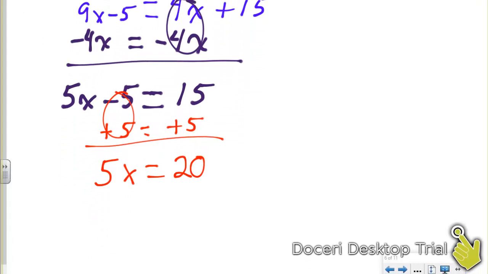The only thing left to do is get rid of the times 5. Well, to undo a times 5, you're going to divide by 5. And I'm going to divide equally by 5 on both sides so that the 5's become a 1. 1 times x is x. And the right-hand side is 20 divided by 5, which will give me 4.